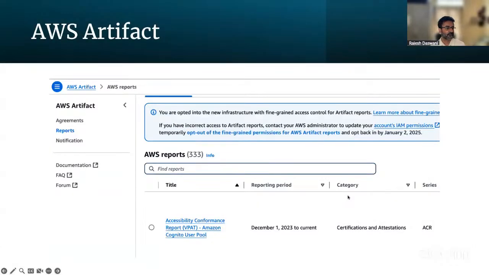The AWS Artifact is another service that you can use. The AWS Artifact is designed to provide you with information and a lot of resources around things like agreements, reports, things that are related to compliance, laws and regulations. And you can access the AWS Artifact service to get access to all of these different reports. So we've got the compliance report for Amazon Cognito user pool. This gives you all of the certifications and attestations with regards to that particular product.